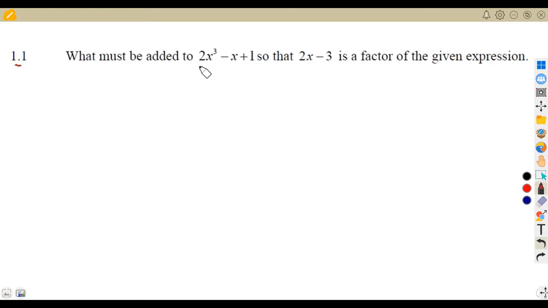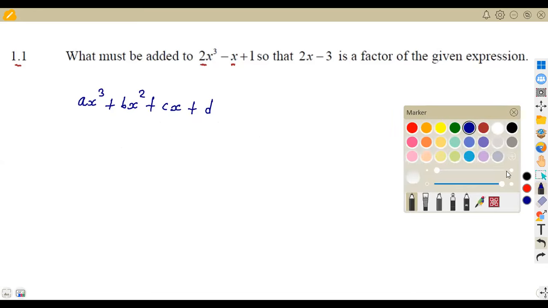So meaning to say there is a term that is in short here. We need to add another term there. By just looking here, this is a cubic expression. The highest exponent is x cubed, which is 3. So our expression was supposed to be written as ax cubed plus bx squared plus cx plus d. This is what our expression was supposed to be like.